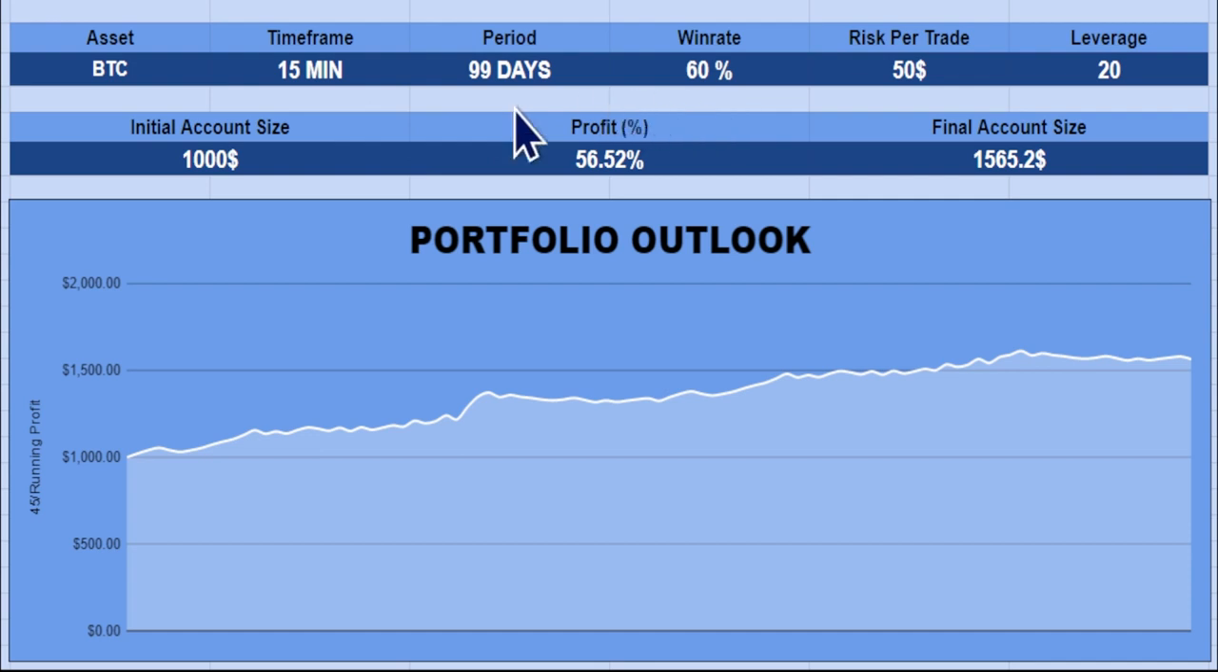If you have $1,000 as capital in your portfolio and use $50 per trade with 20 times leverage, you will end up having a 56.52% increase on your portfolio size, which will total to $1,565.2 in final account size. Now that's the end of the strategy.